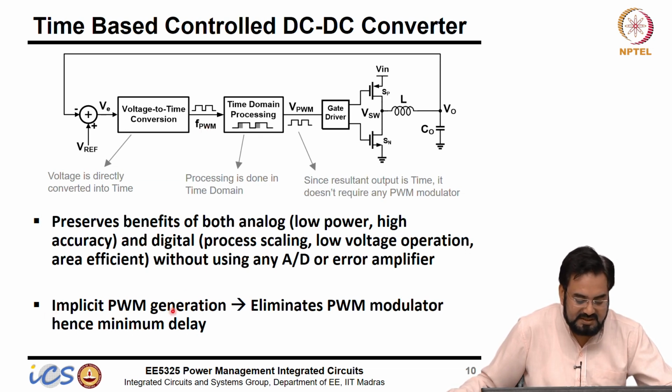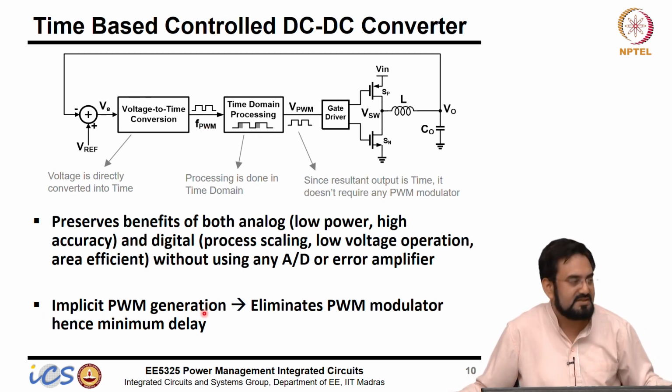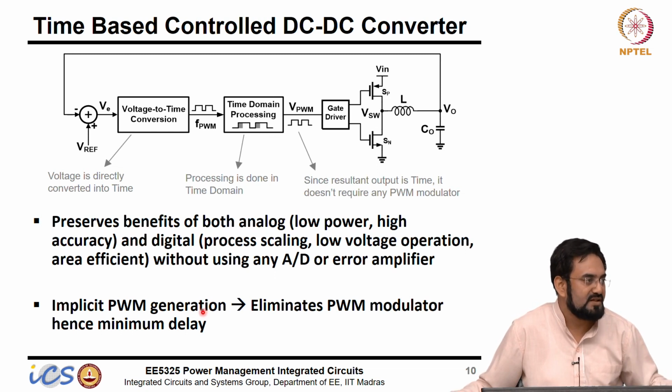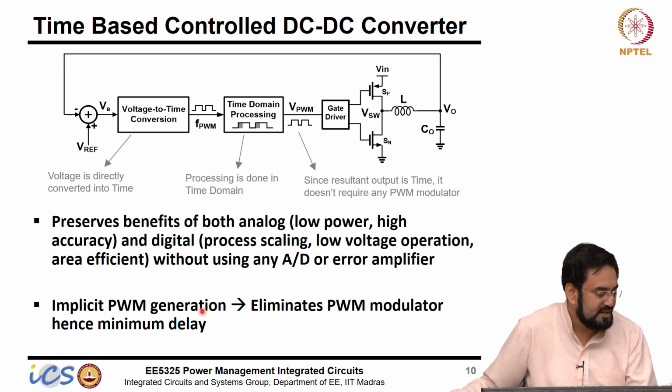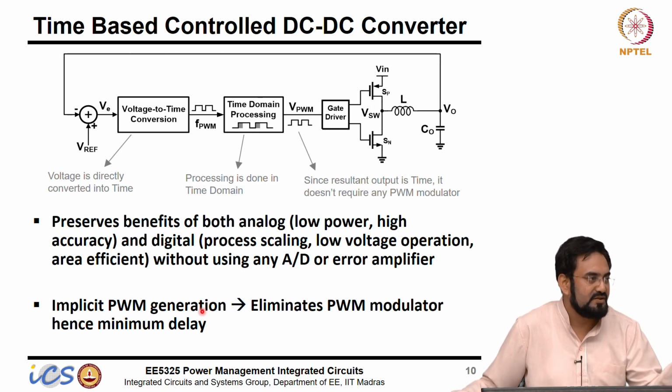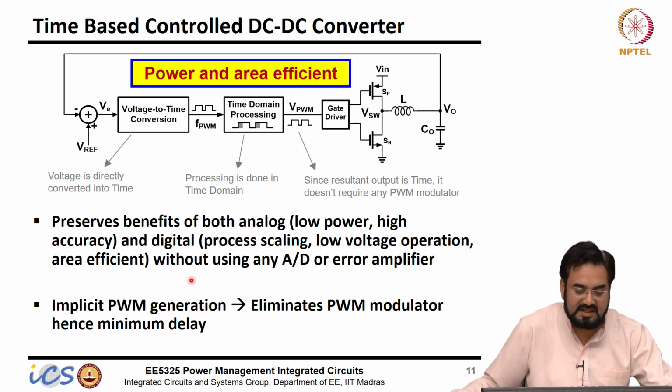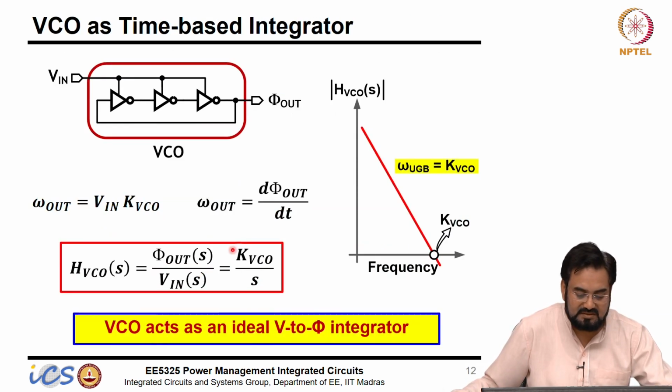And it has implicit PWM generation, so it doesn't require any PWM modulator. So we are minimizing the delays associated with your comparator, as well as the reset time which you require to reset your ramp. So it's highly power and area efficient.